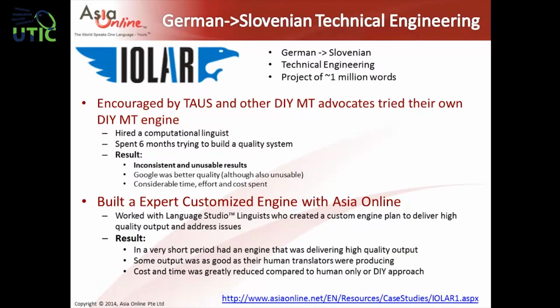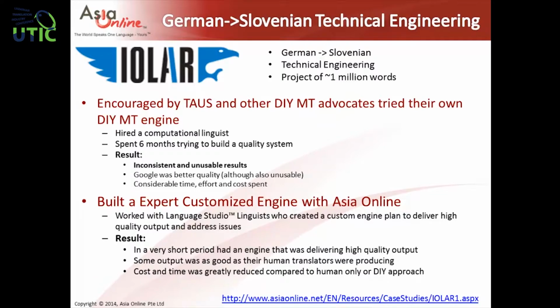So here's a case study of a German to Slovenian technical engineering domain. There was a project of around 1 million words. This customer, Iola, had spent 6 months, hired a computational linguist, had a bunch of people working on trying to produce an MT system. They were unable to get a system that was even close to the Google one. I believe they just actually made a presentation last month in Riga at the ELIA conference about their experience, about all the problems they ran into.